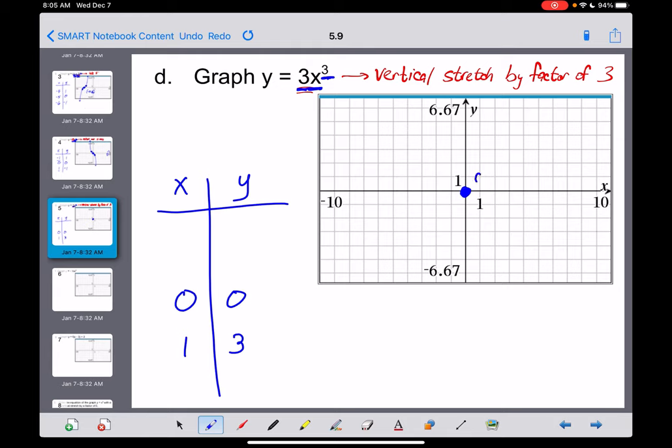Normally the second point that I graphed was right there at the point 1, 1, but now that graph is stretching vertically by that factor of 3. So I'm going to color in that dot right there. And you can probably guess now what's going to happen when we put in -1. -1 gets cubed to make -1. Cubed is -3 as well.